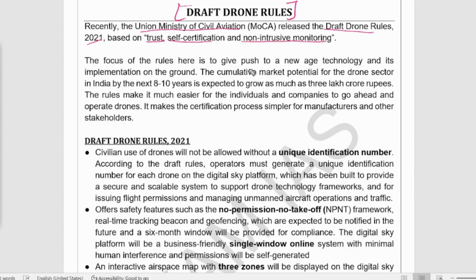The cumulative market of the drone sector is expected to grow to almost 3 lakh crore rupees in the upcoming years. And therefore, the focus of the newly established rules is to give a big push to new technology that would foster development and growth in the drone sector on the ground level. The new rules also focus on making the drone policies more liberal so that operating drones and their certification process becomes easier for individuals, companies and various other groups of people.